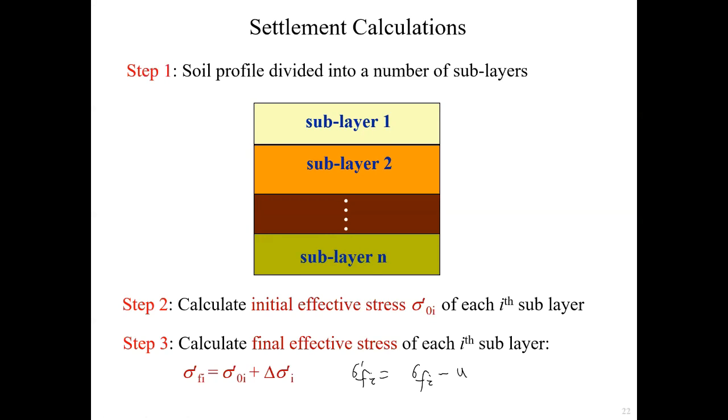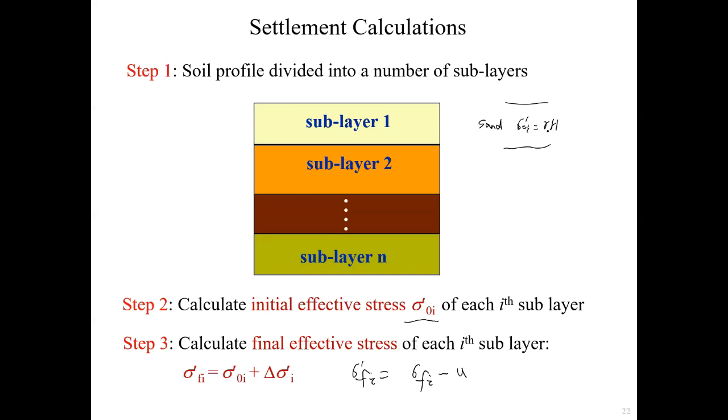Excuse me, sir, how to calculate the initial? Is the sigma prime equal to the gamma times height? Yes. So this one, we already practiced a lot. Let's say if it's sand, then sigma OI will be gamma times H, this layer height.